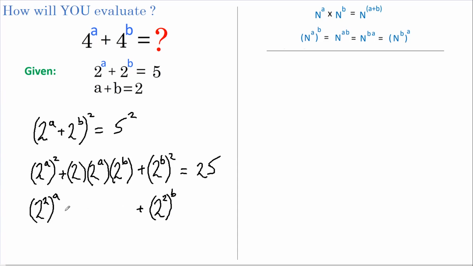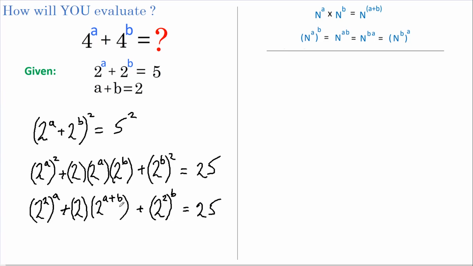Next, I'm going to apply rule number 1 to the middle section, which gives us 2 multiplied by 2 to the a plus b. This still equals 25.